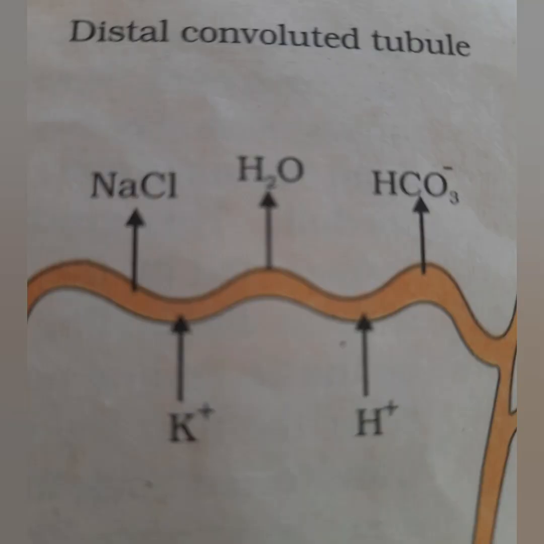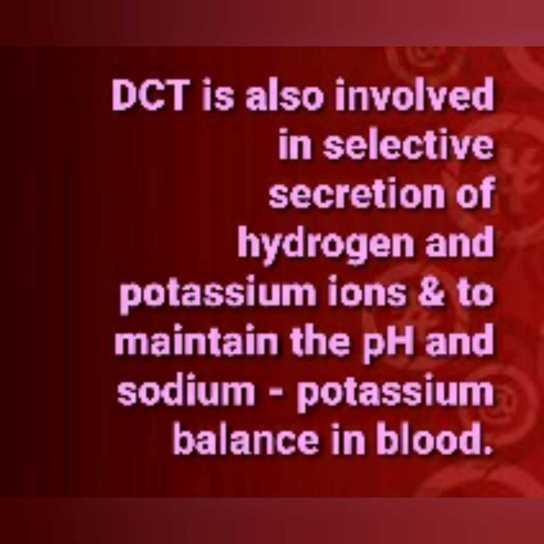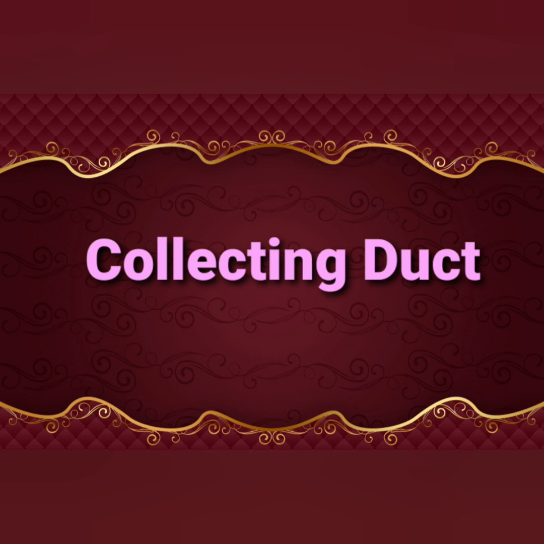So, this DCT or distal convoluted tubule also helps to maintain the pH and sodium potassium balance in blood. So, DCT is also involved in selective secretion of hydrogen and potassium ions to maintain the pH and sodium potassium balance in blood. Next is the collecting duct.